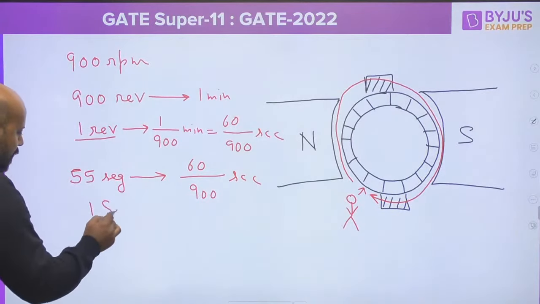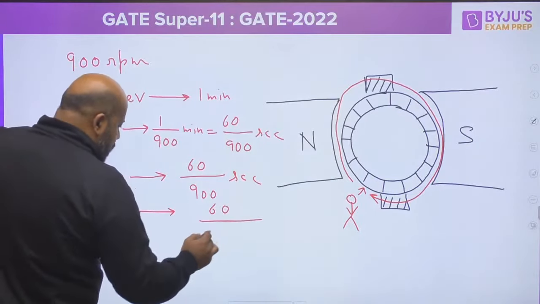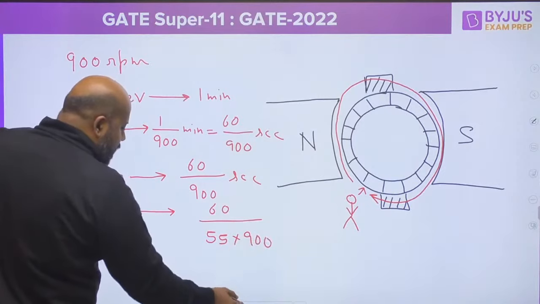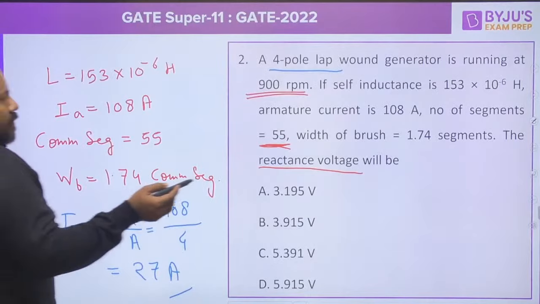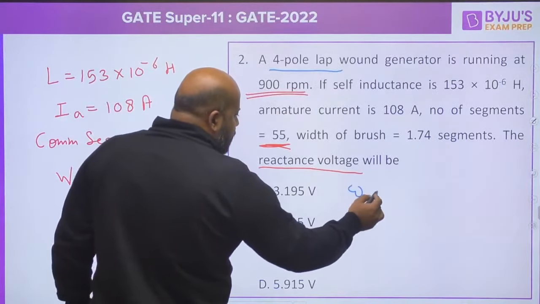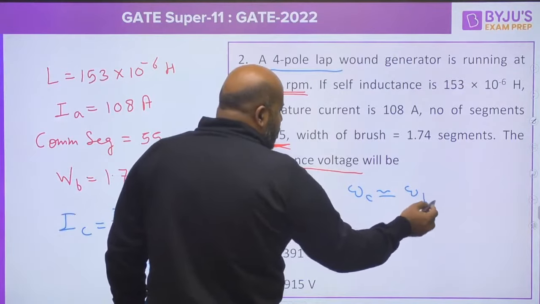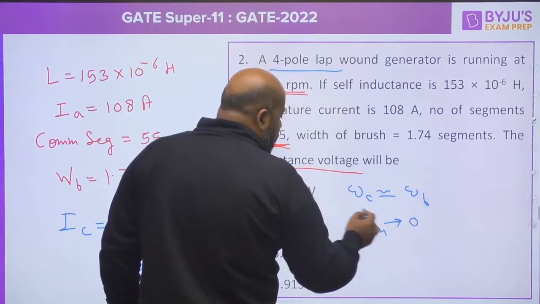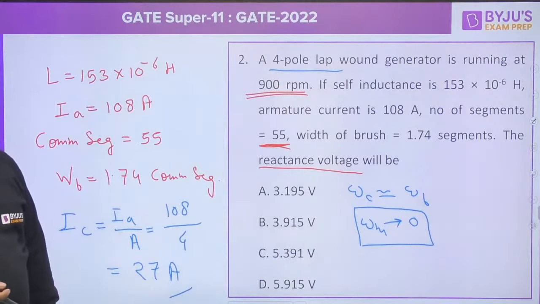What is going to be the time to pass through one commutator segment? That is going to be 60 upon 55 into 900. And you have to calculate the commutation period by using the commutator segment width, but you know that the commutator segment width is very close to the width of the brush, because generally the mica insulation width is assumed to be negligible or 0. It is very, very small.